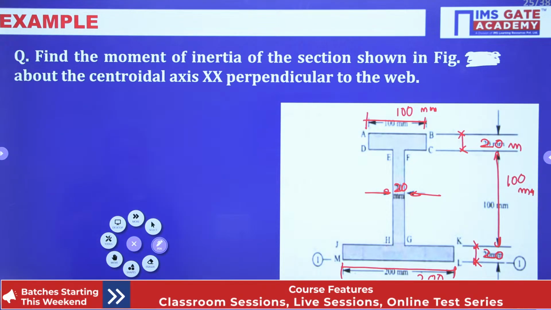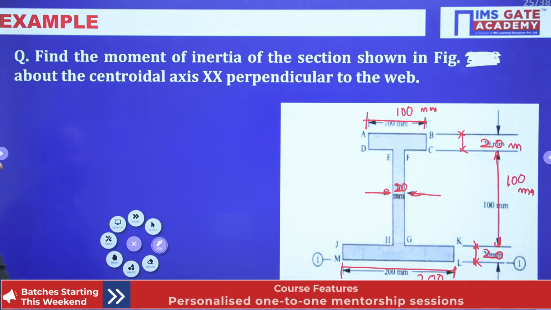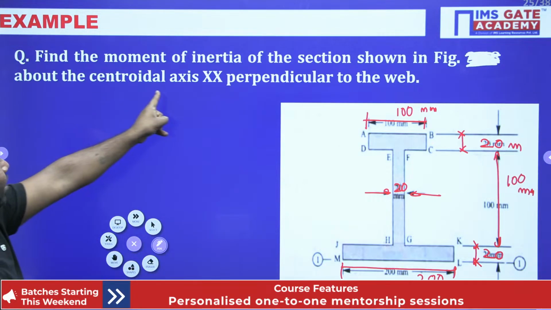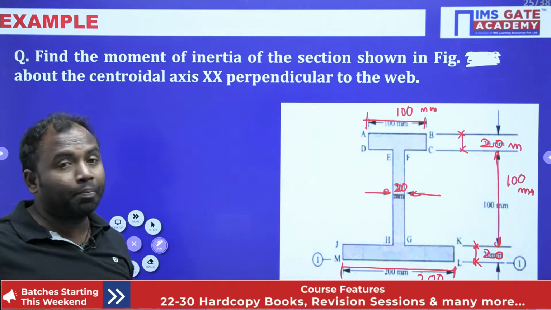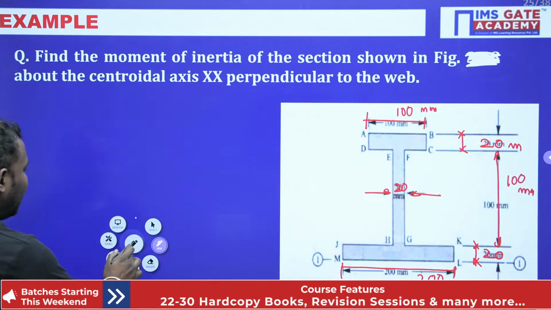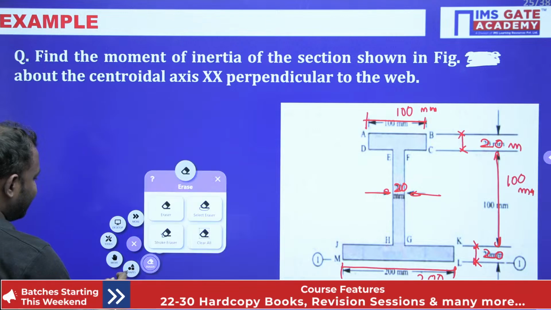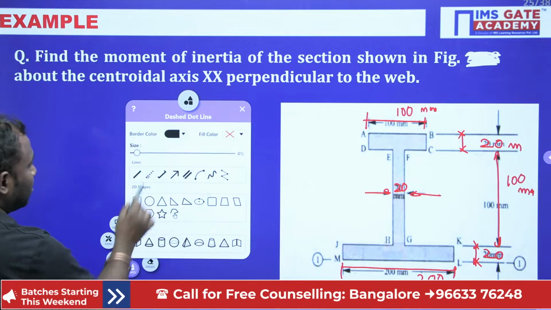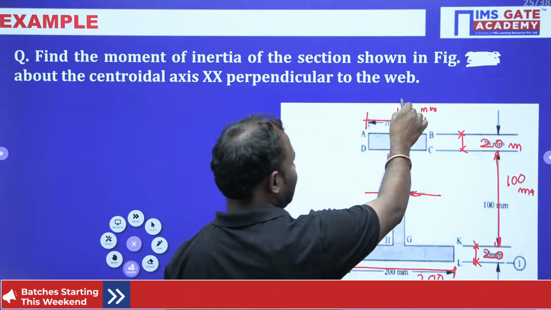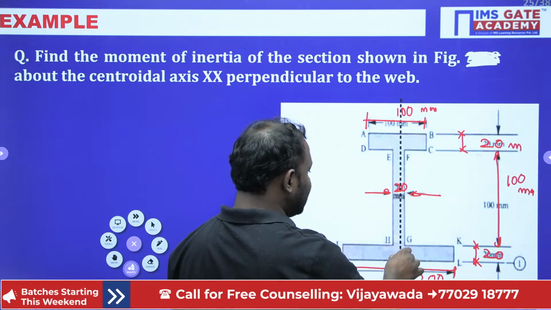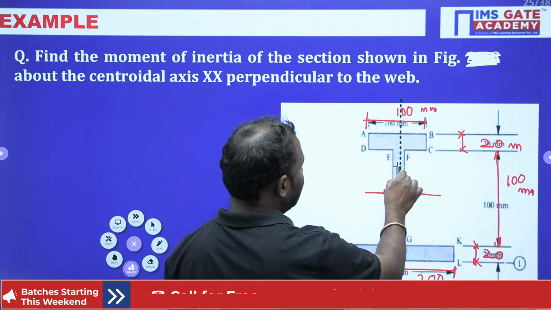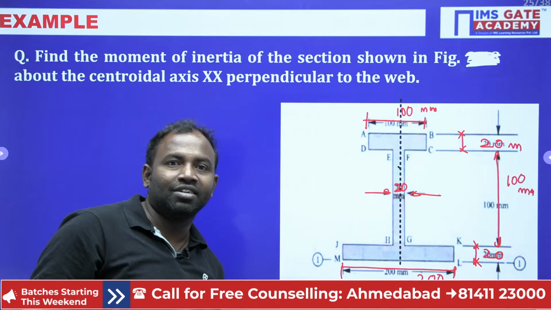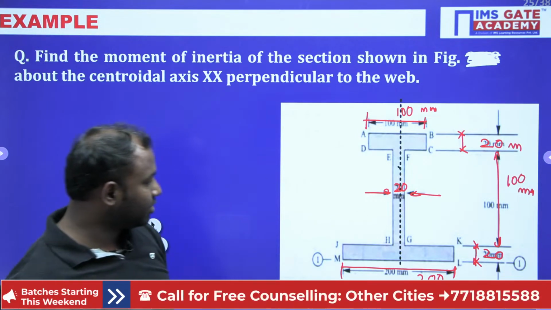Right. Now read the problem carefully, guys. Find the moment of inertia of the section shown in the figure about centroidal axis xx perpendicular to the web, okay, perpendicular to the web. We need to find the moment of inertia about this axis, clear everybody? So about this axis we need to find.